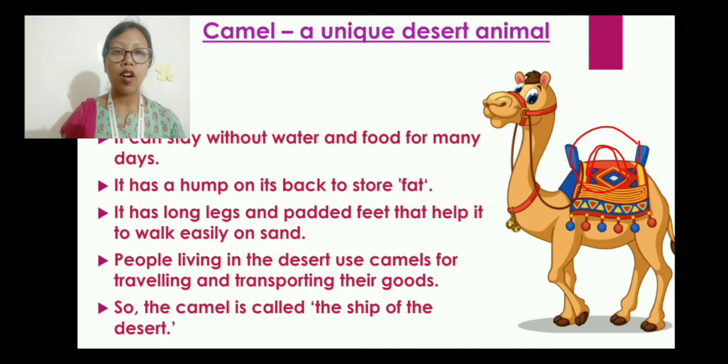Then it has long legs and padded feet. You can see the padded feet in your book itself. That padded feet helps to walk easily on sand, because sand is very hot, and if we walk on sand, it will burn our foot. So therefore, they have these specially God-gifted padded feet, which help them to walk on the sand easily. So these are some of the reasons for which the camel is called the ship of the desert.